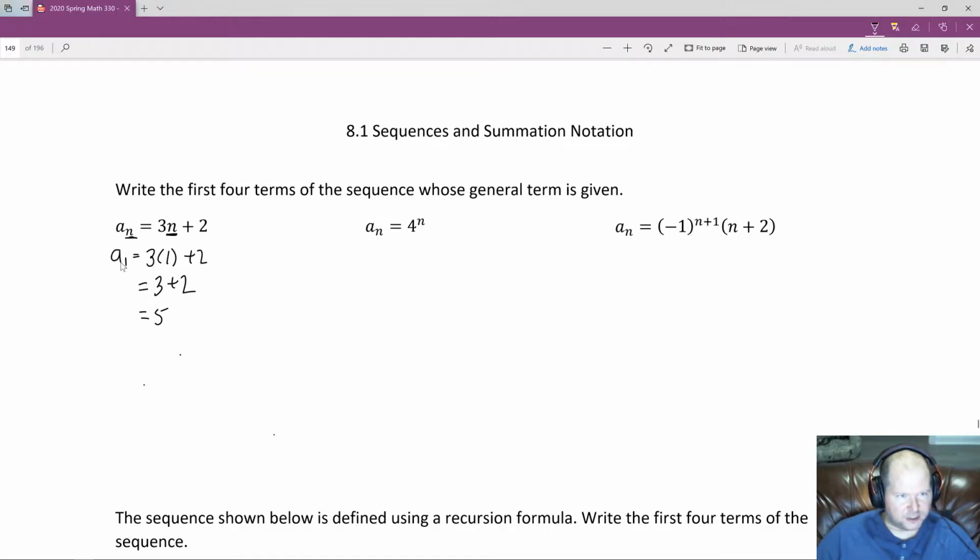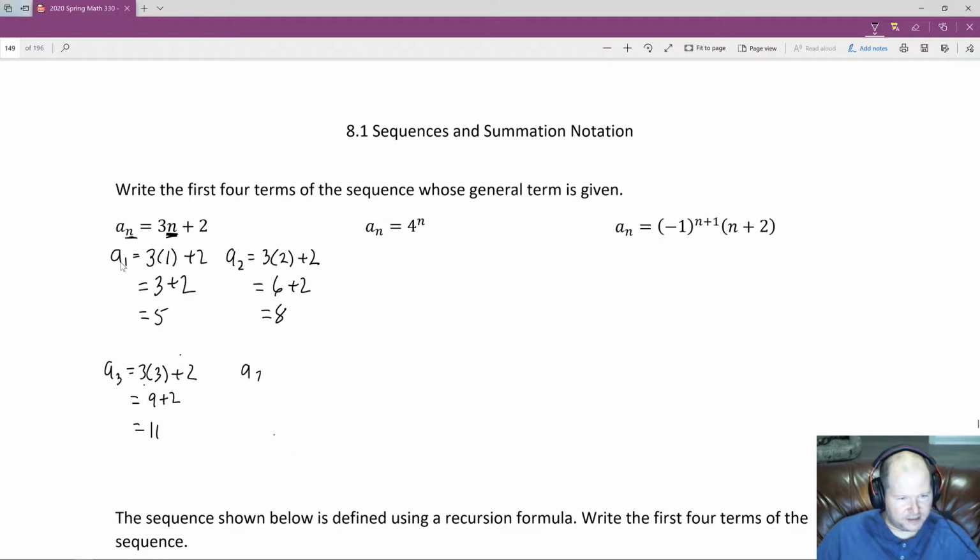And then with the first four terms, we have to do it again. A sub 2. So now where we see an n, we plug in a 2, and then add 2 at the end. 3 times 2 is 6. 6 plus 2 is 8. Then we have the third term, which is 3. So wherever we have an n, we are going to put a 3. So we have 3 times 3 plus 2. 3 times 3 is 9. 9 plus 2 is 11.